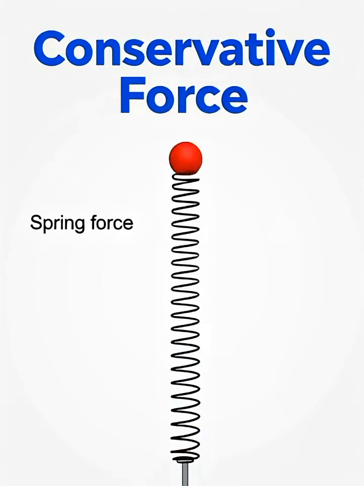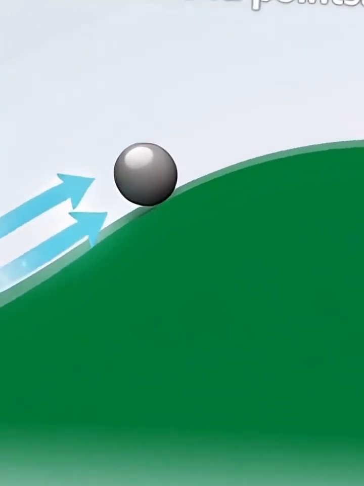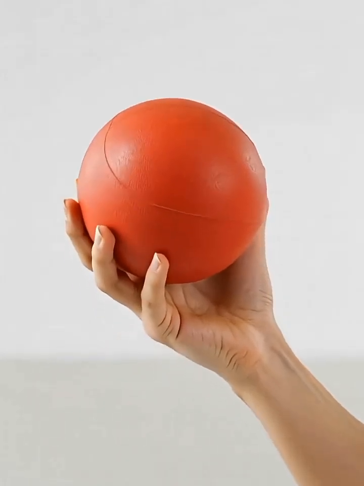Do you know what is conservative and non-conservative force? Conservative force is a force that stores energy and gives it back completely, and its work depends only on where something starts and ends. Example: gravity.